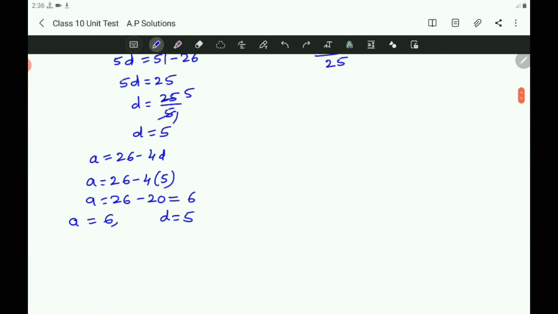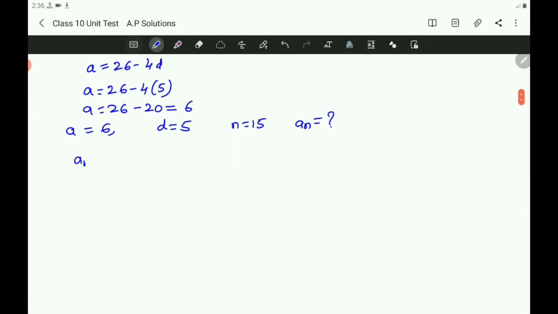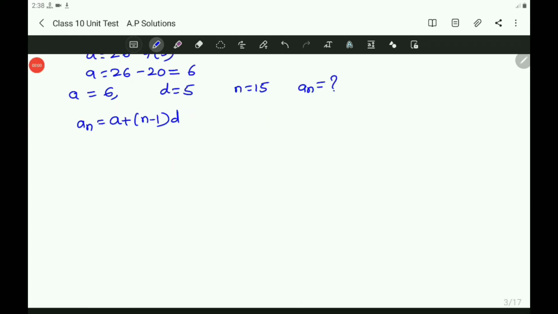Here you must find what? N is equal to what? 15. An is to be found out. Again use the formula for An. An equals A plus N minus 1 into D. Then you write A15 equals, in the place of A write 6, plus, in the place of N write 15. Here N is 15, so write 15 minus 1, and D is 5.